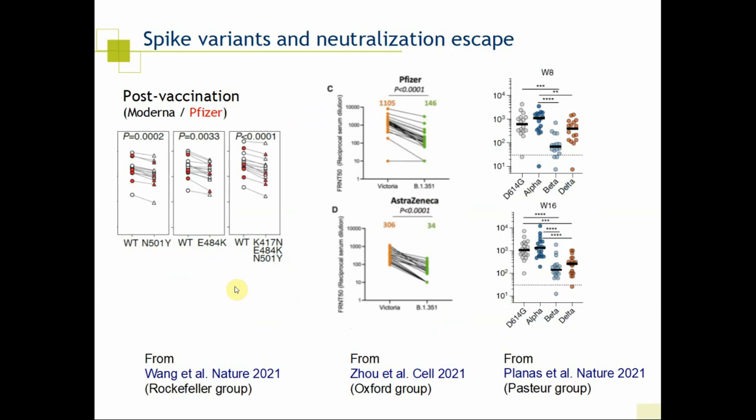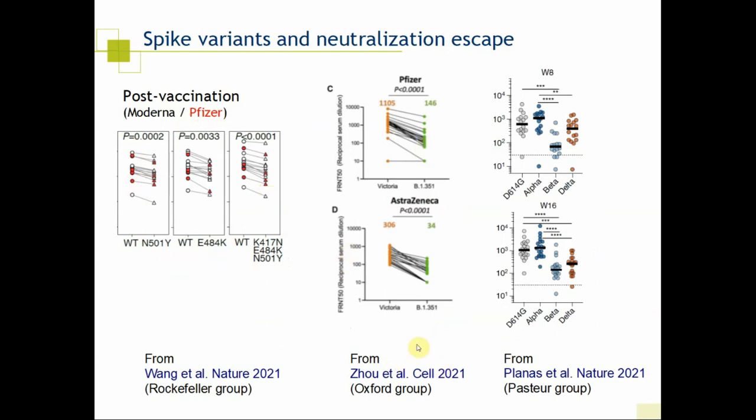So how about after vaccination? Here we've got the same studies, but looking at plasma or serum from people who've been vaccinated. Once again, if you've been vaccinated with the Moderna or the Pfizer vaccines, you've got a significantly lower neutralizing titer against this triple mutation, similar to what you find in the beta and the gamma variants, with alpha significantly lower, but less of an impact.